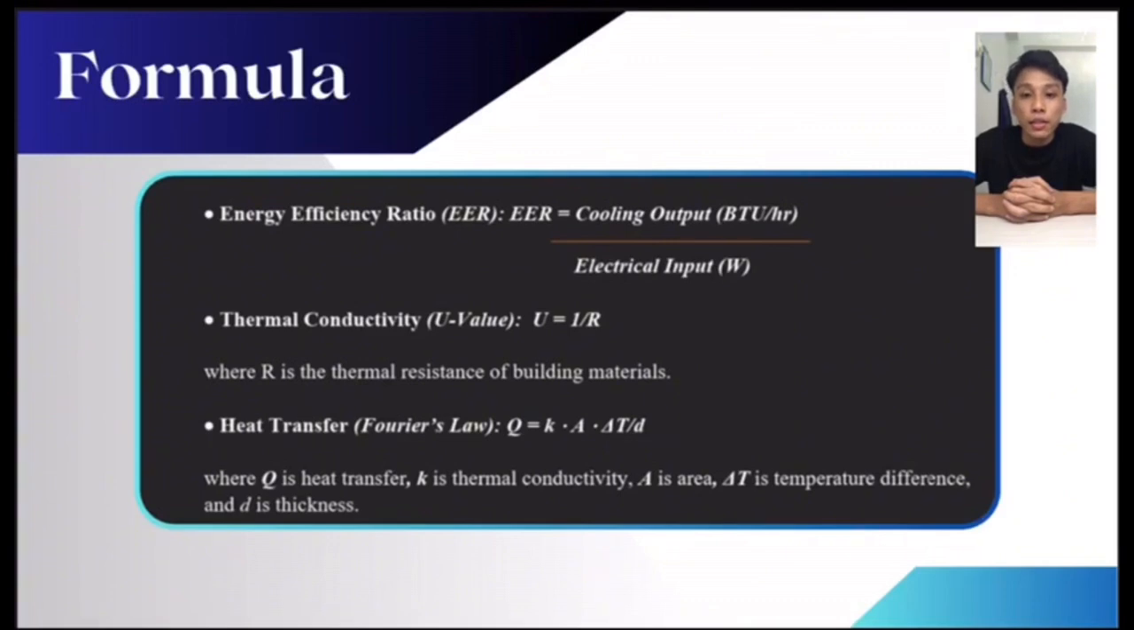Last but not least is heat transfer. For Fourier's law, the formula is Q equals K multiplied by A and multiplied by the change in T divided by D. So Q is heat transfer, K is the thermal conductivity, A is area, the change in T is the change of temperature or temperature difference, and D is thickness. So heat transfer is the movement of heat from one substance to another substance. It flows from a high temperature object to a lower temperature object.